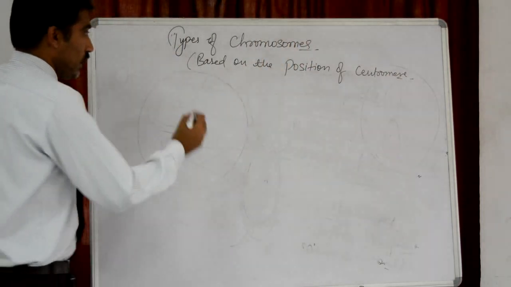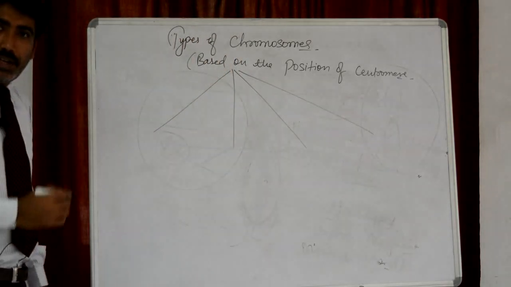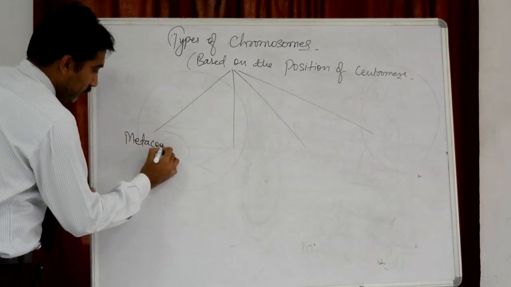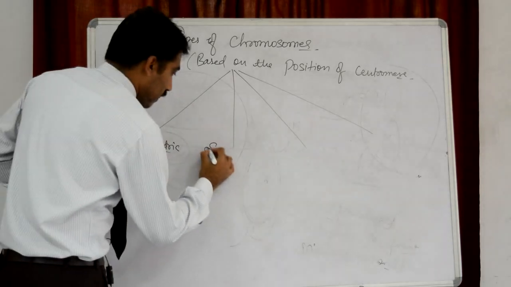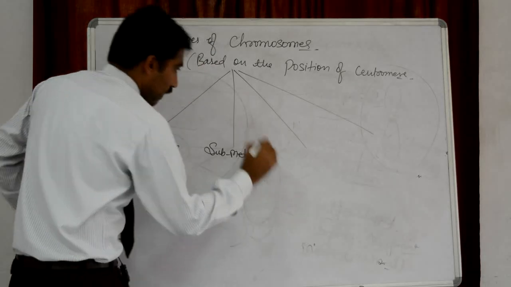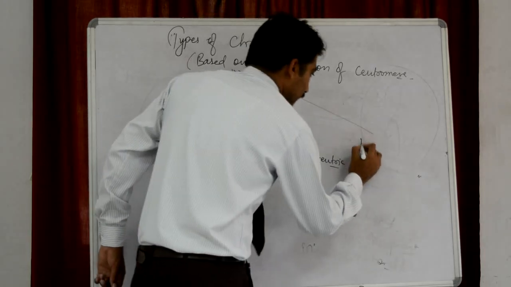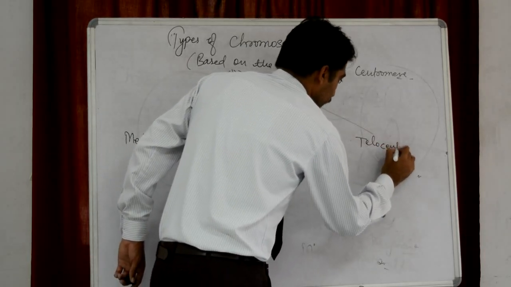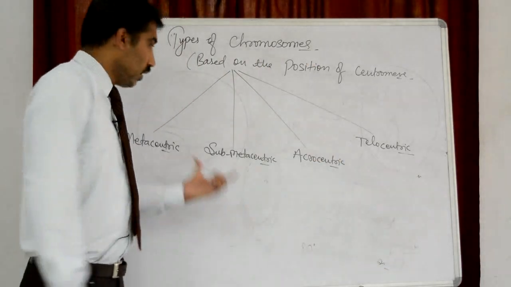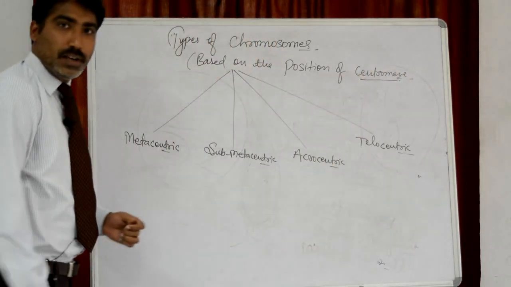Okay, so there are 4 types of chromosomes. First, I would like to tell you the names of these chromosomes: metacentric, submetacentric, acrocentric, and at the last, telocentric. These all 4 different chromosomes we have categorized on the basis of the position of centromere in a chromosome.